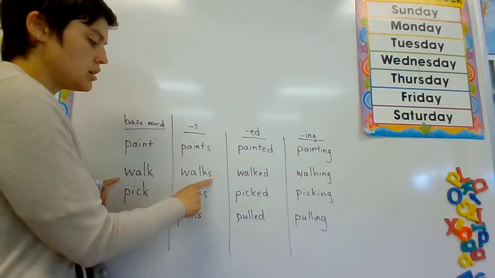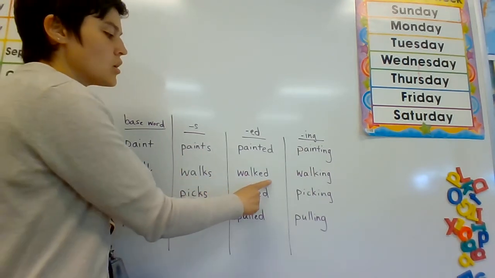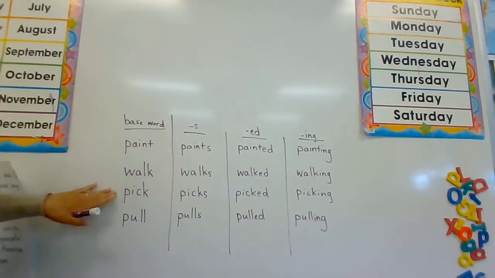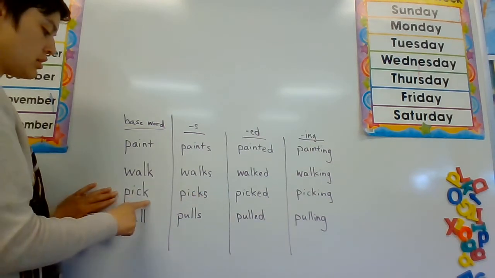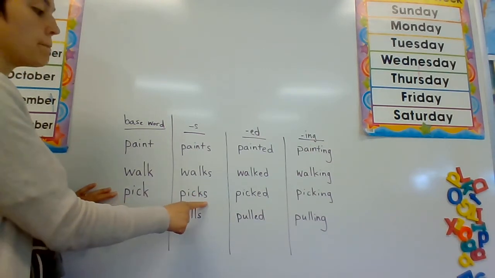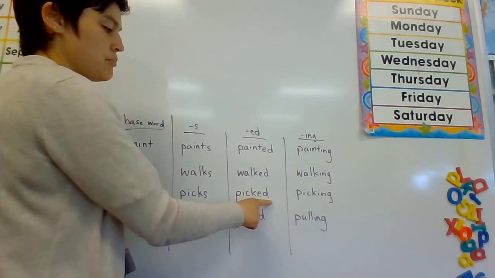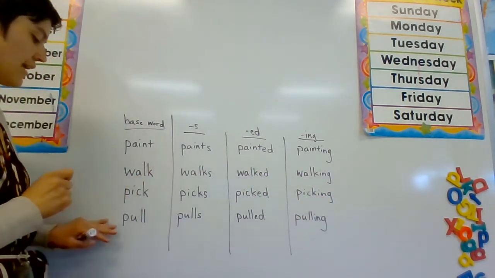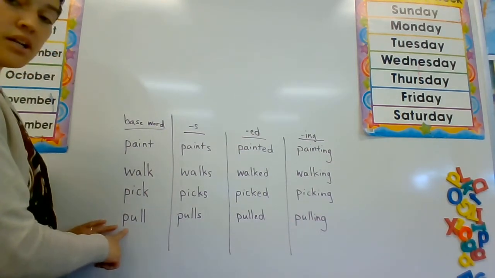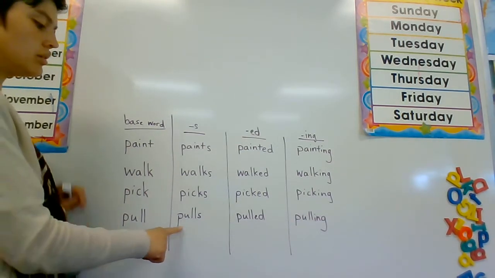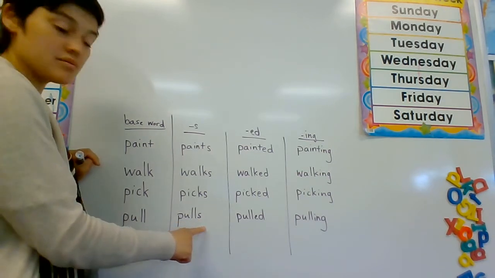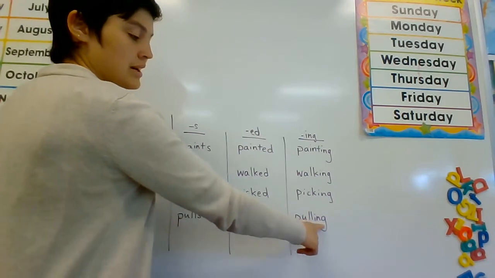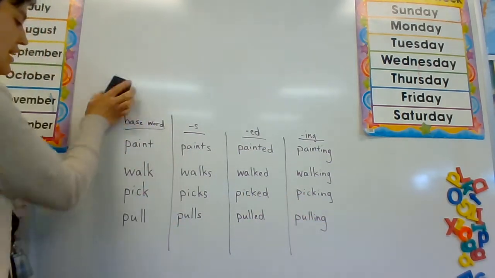Walk, walks, walked, and walking. Now let's read this row. Pick, picks, picked, and picking. All right. Now, base word, pull, pulls, pulled, and pulling. Very good.